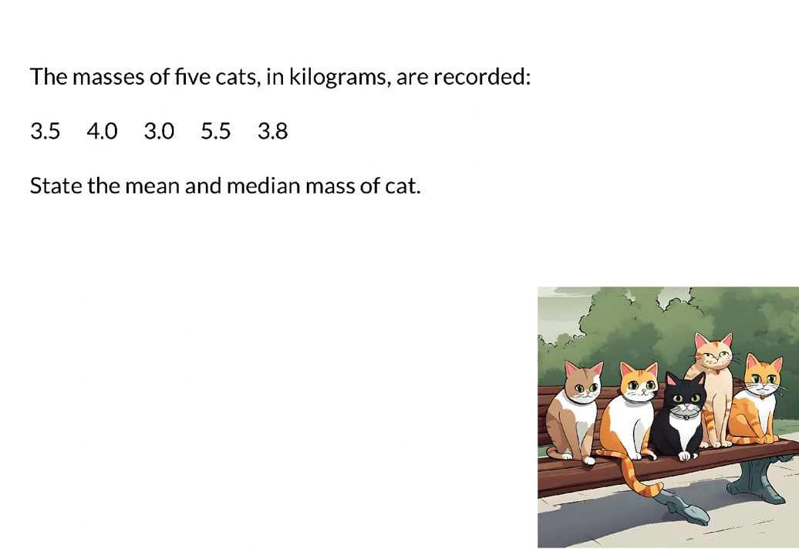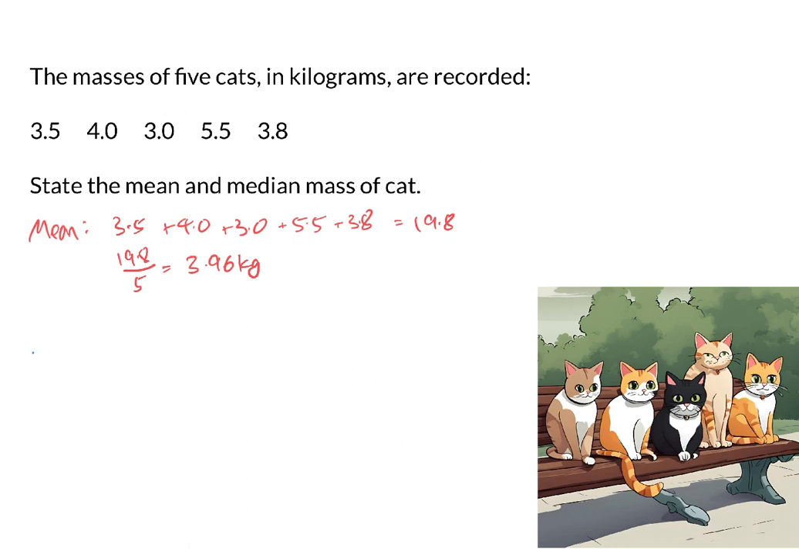Now the mean is simply worked out by adding up all the values that we have. So in this case it's 3.5 plus 4.0 plus 3.0 plus 5.5 plus 3.8. That gives me a total of 19.8 kilograms. And then I take that 19.8 and I divide it by the number of cats, which is 5, give me an answer of 3.96 kilograms. Things to note there is to do it on 2 separate lines. Do one line to show you're adding everything up, and then separately that total divided by the number of things that you've added. So that's the mean.